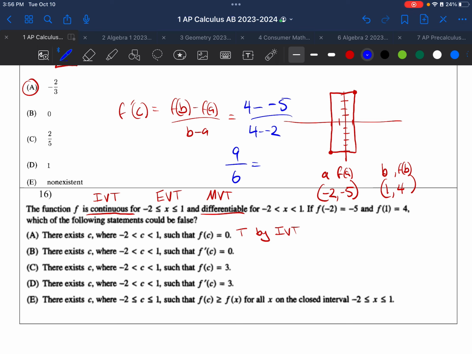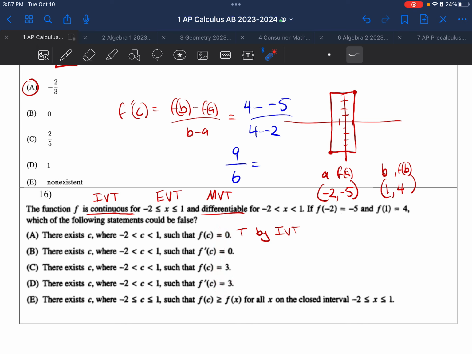Is that 9 over 6? That is 9 over 6. That is interesting. I feel like I've made a mistake. Hold on. Let me backtrack here, because 9 over 6 simplifies to 3 over 2, and none of those are answers. I must have done something wrong because none of those match up.